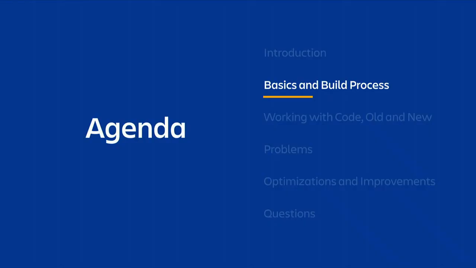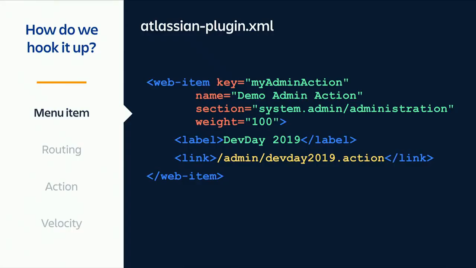Let's talk about next, what's the build process? How do we move on? How do we hook it all up? To render a single standalone page on Confluence with React components, we need all of the following. The first thing is a menu item.